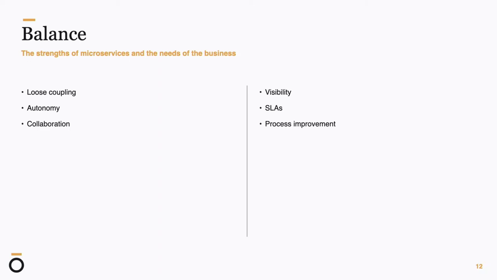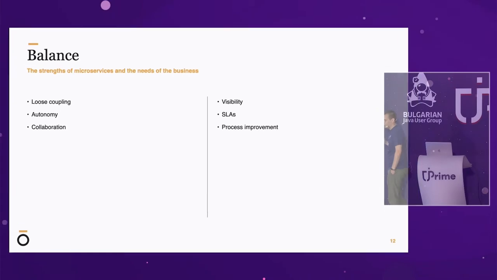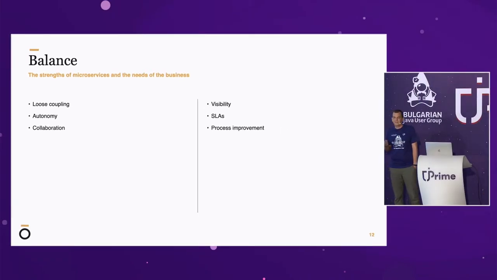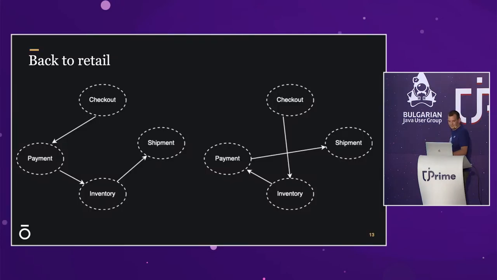And finally, the product would like to be able to improve on their processes. So today they think that one process is optimal, but they would actually like to try something different. Perhaps it leads to higher revenue or to more checkouts in the website. And we need to find a way to balance between the needs of these two parties.